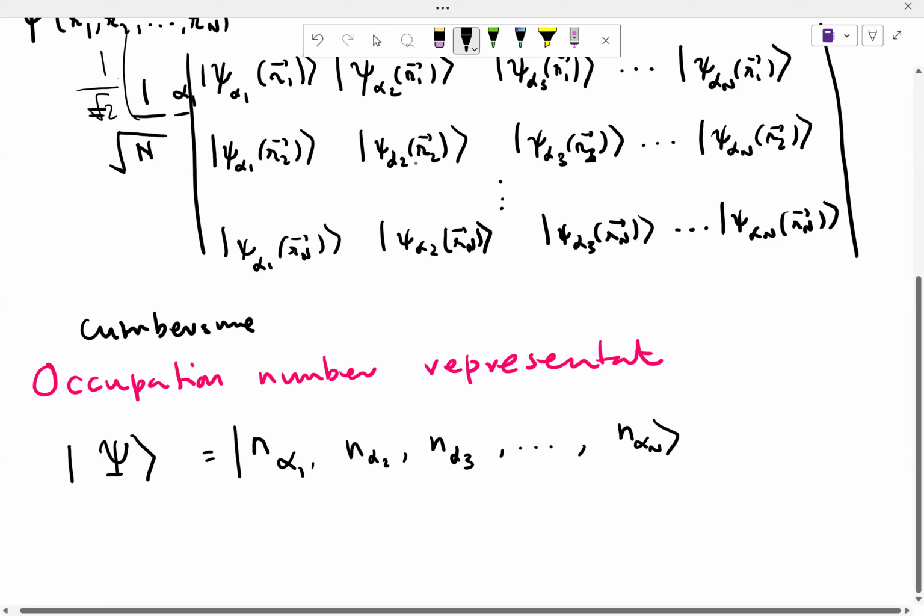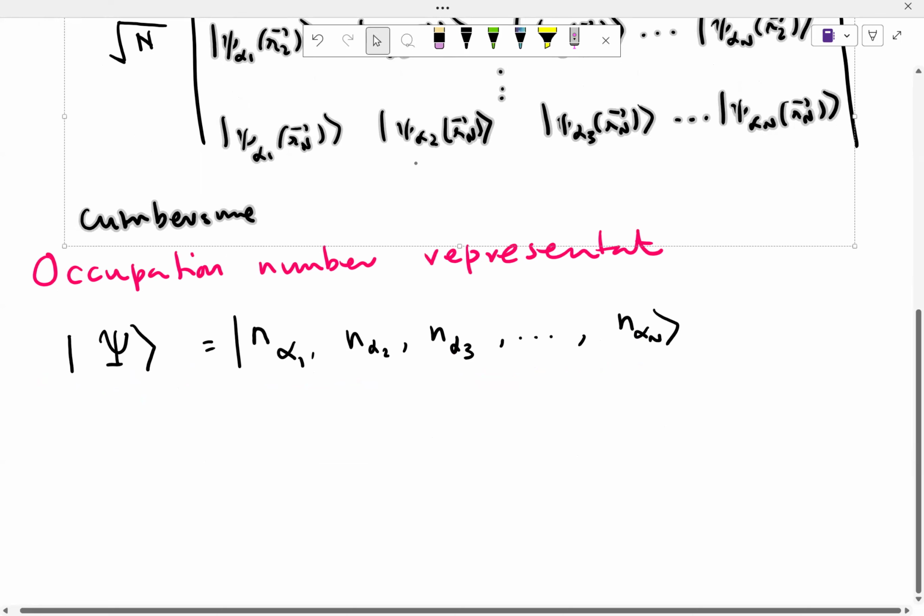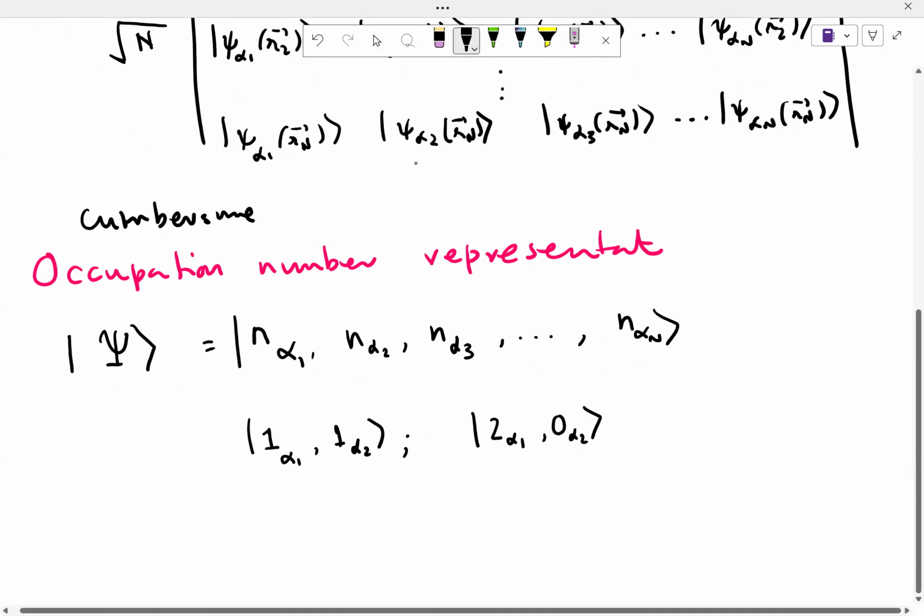So, for example, if we have two particles, and say those particles are bosons, then we can have one particle in the state alpha 1 and another particle in the state alpha 2. This is one example of a quantum state. We can also have two particles in the state alpha 1, zero particles in the state alpha 2, and so on.